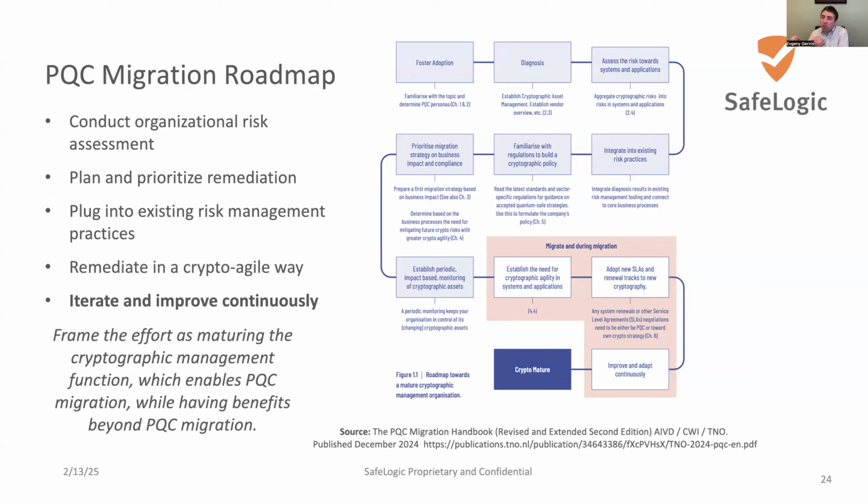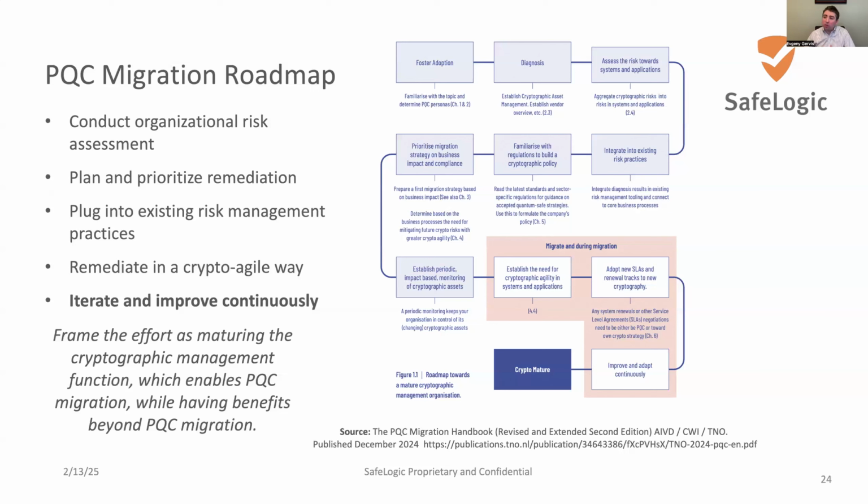So make sure the solutions you're adopting are crypto agile, such that you can do those future migrations with the least amount of pain. And be prepared to iterate and improve continuously. It will be done in sprints. You've got to start somewhere, and I will tell you in just a minute what's a good place to start. Just be prepared to iterate.